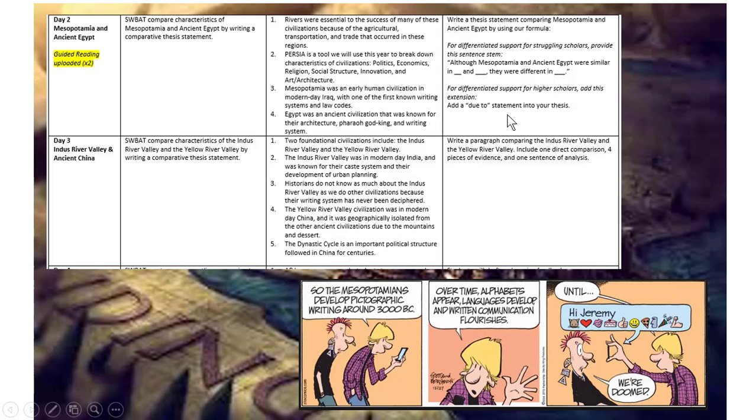And you'll see over here the exit tickets are scaffolded. Day 2, they just write a thesis statement using that comparison skill, but by day 3, they're supposed to be able to write an entire paragraph using that comparison skill, but bringing in evidence. This, of course, is also getting them ready for that assessment on their essay.